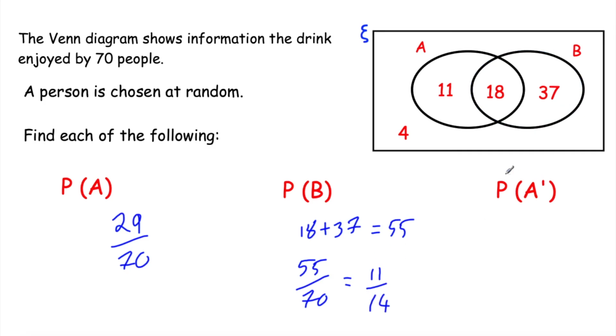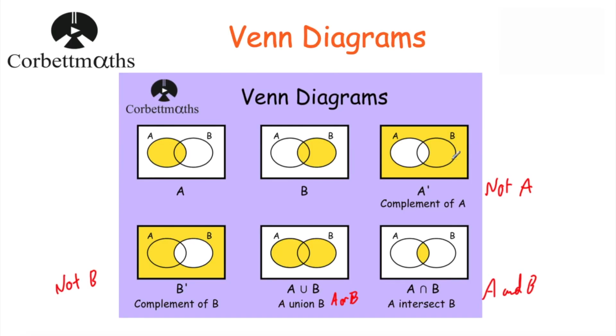Okay, this time we've been asked to find the probability of the complement of A. So remember, the complement of A means not A. So we're looking for the probability of it not being A.